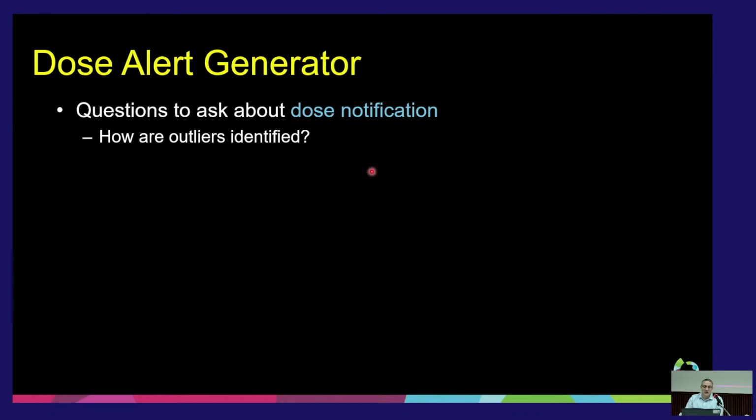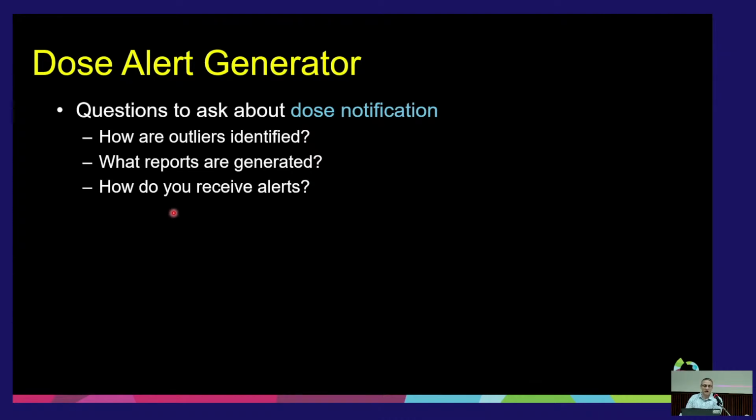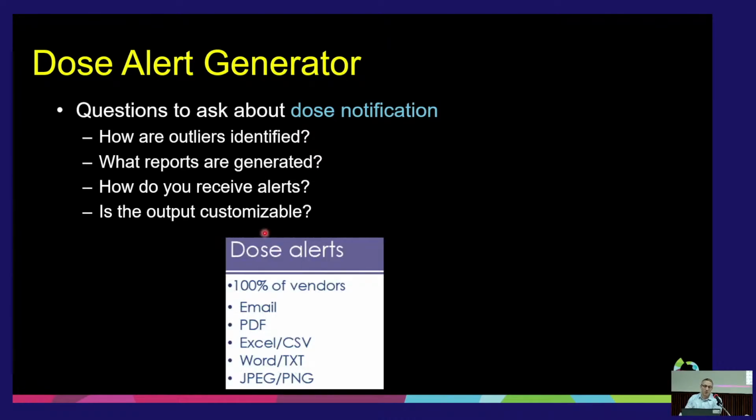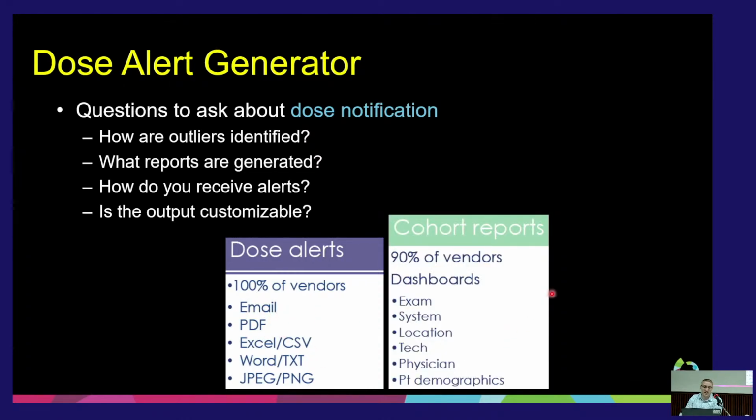So you need to ask the question, how are outliers identified? And then what kind of reports are generated? How do you receive alerts? Is the output customizable? In other words, is it just one email to a manager? Can it send multiple emails to different people? Or do you actually have to log into the software to see that the alert happened? And so there's all kinds of options for the different types of alerts that happen.